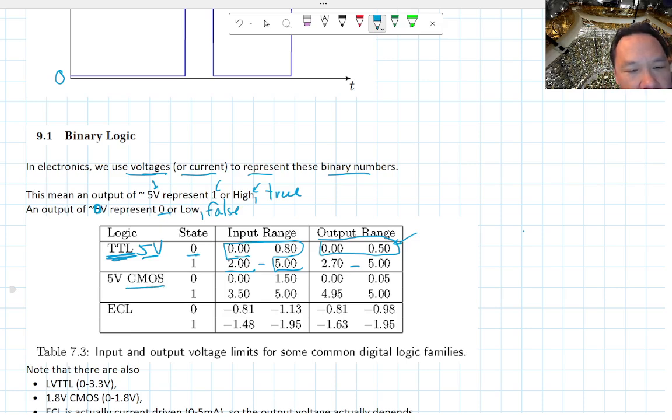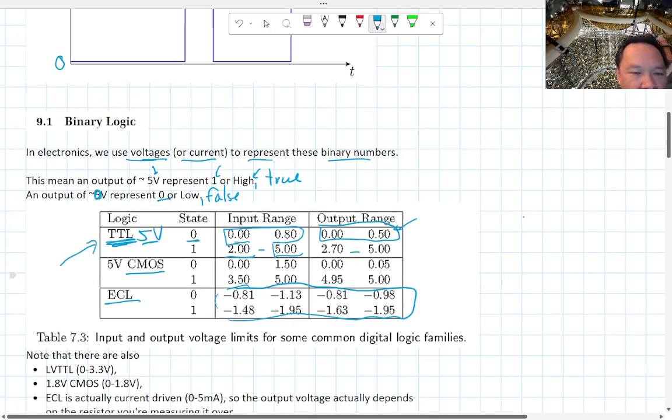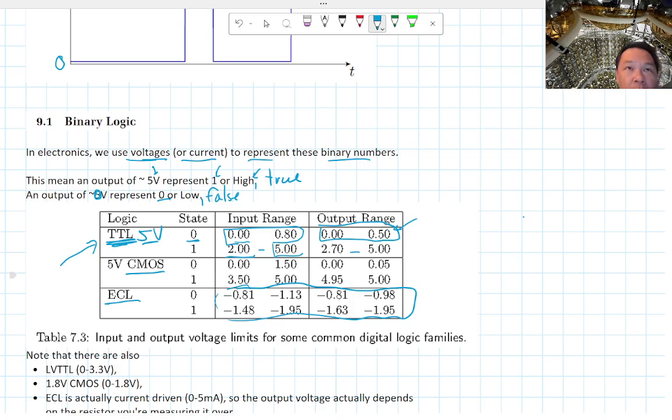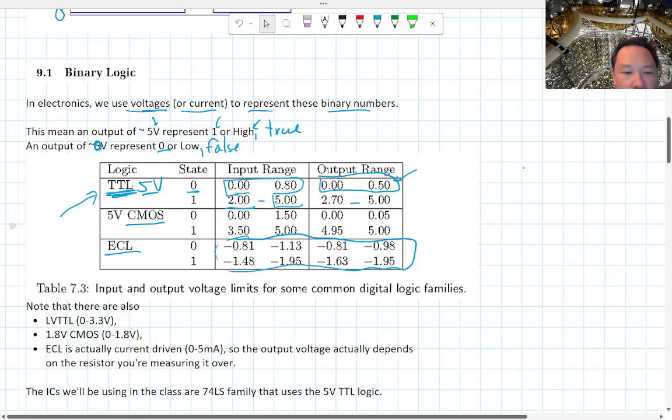There's also CMOS. This is 5-volt CMOS. I'm not going to go through all the numbers again. ECL is actually a current-based logic system, so these values could be different depending on what resistor you put at the end of the ECL. But mostly just focus on TTL, and when you need to use a different logic family, you just have to figure out the translation to that. Your circuit is built a little bit differently, but the logic works the same.